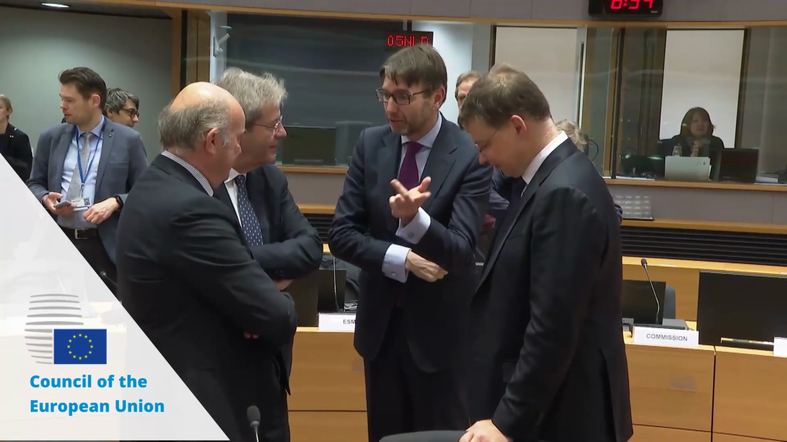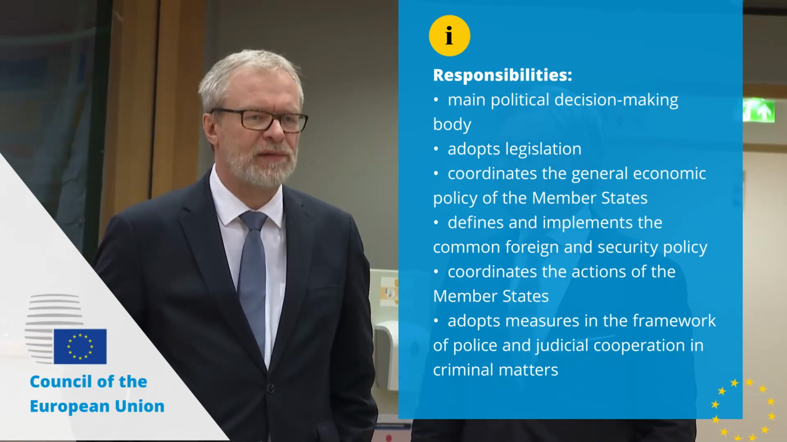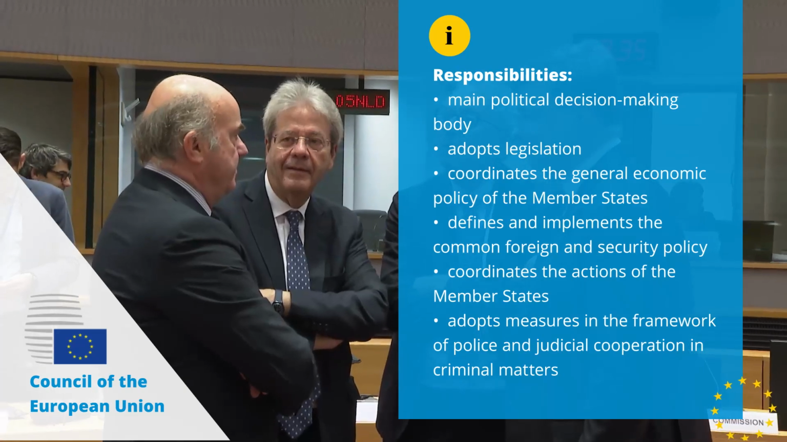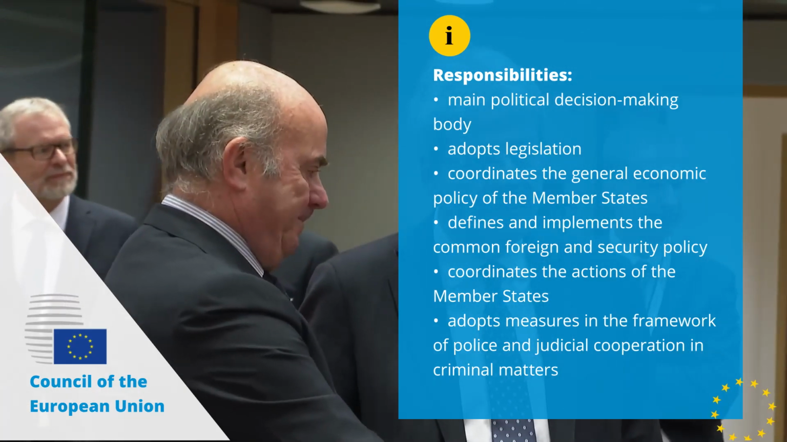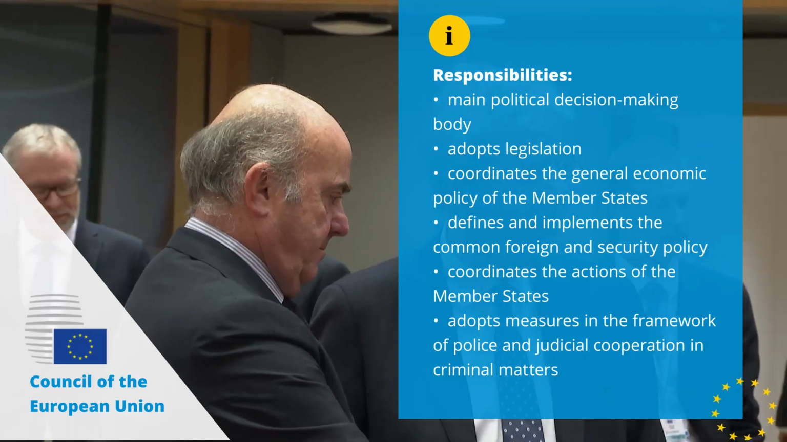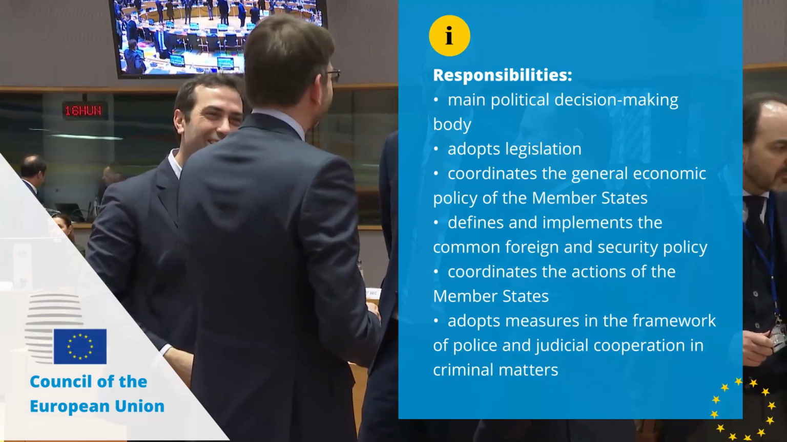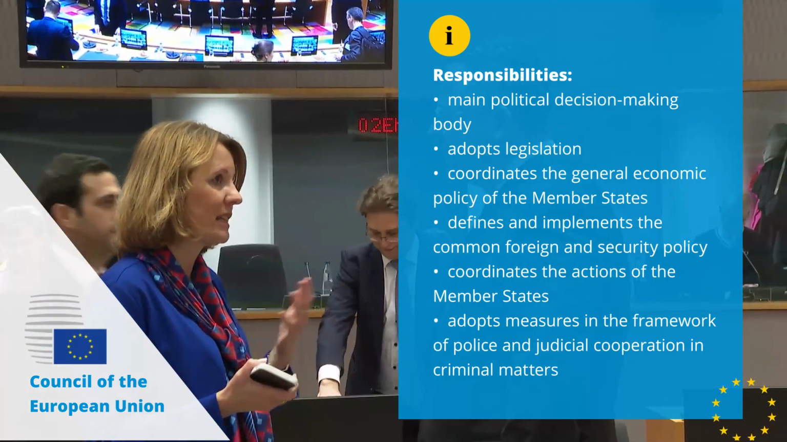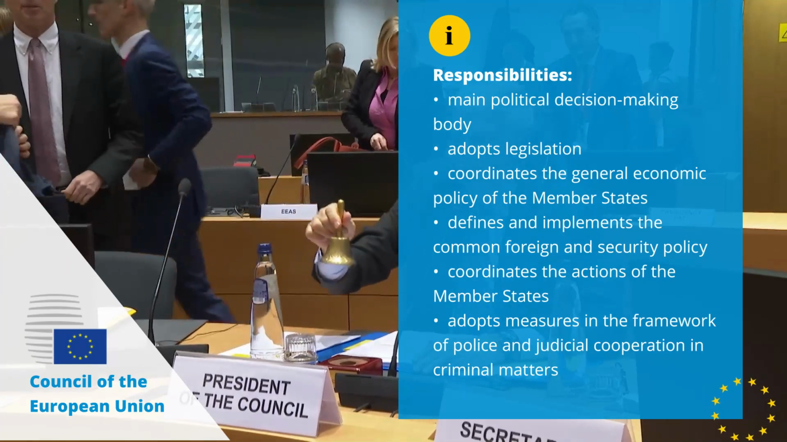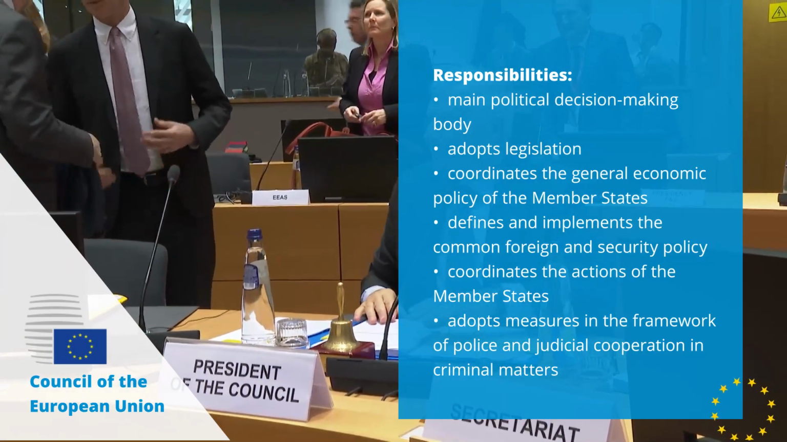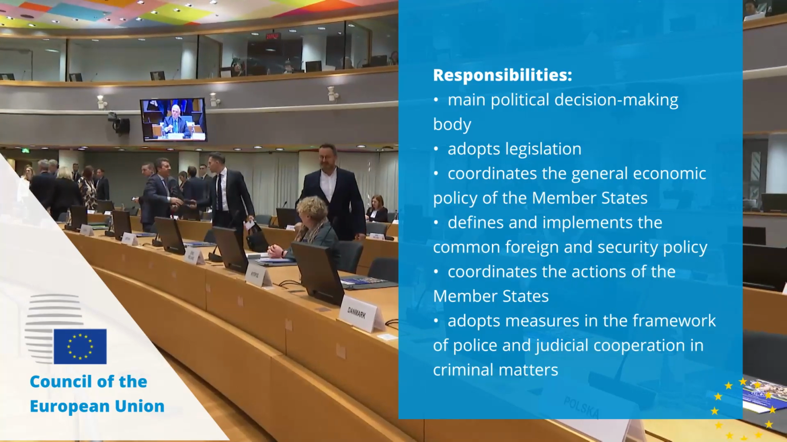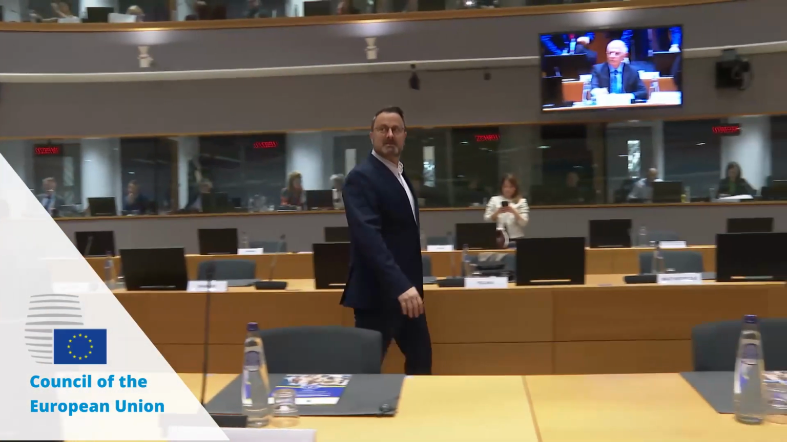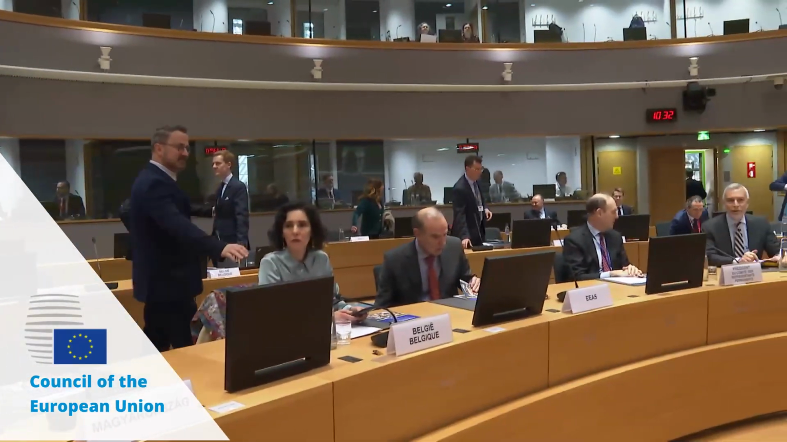The Council of the European Union is the main political decision-making body of the European Union. It adopts legislation, usually in cooperation with the European Parliament, coordinates the general economic policy of the member states, defines and implements the common foreign and security policy of the European Union on the basis of guidelines laid down by the European Council, coordinates the actions of the member states, and adopts measures in the framework of police and judicial cooperation in criminal matters. Together with the European Parliament, it is the budgetary authority that adopts the European Union's budget.